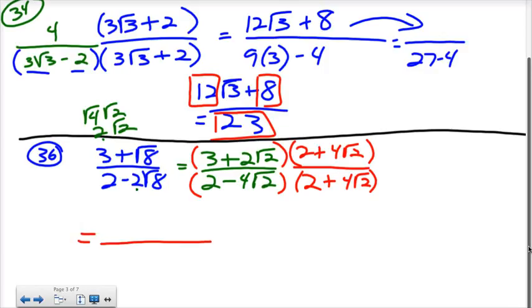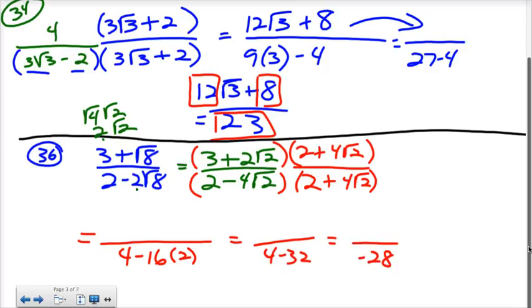And I'm going to focus on that denominator first. First times first is going to give me 4. Outside times outside, inside times inside are a waste of my time. And last times last, negative 4 times 4 is negative 16. The square root of 2 times the square root of 2 is 2. So that's going to give us 4 minus 32, which is a negative 28.